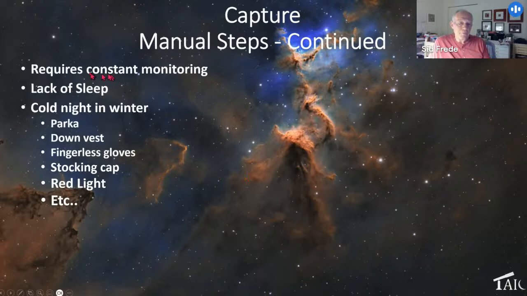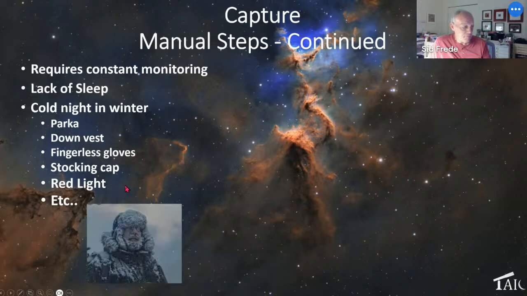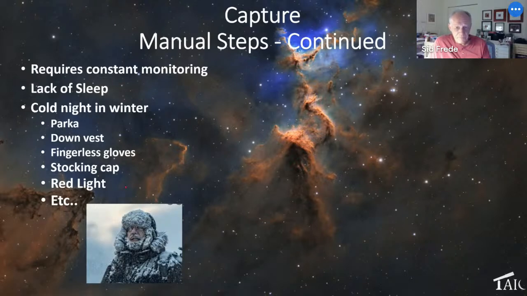The manual steps require constant monitoring. You pretty much have to be there all the time, or at least once you get going, wake up every 60 minutes, come out and check the focus. That results in a lack of sleep. And in Arizona, you may not have sympathy for me, but it does get cold here. We can be in the 30s or the 40s at night, and I've been out on the patio with my parka, a down vest, fingerless gloves, a stocking cap, and my little red light. For a desert rat, it gets cold outside.